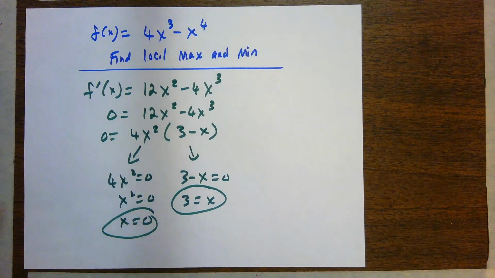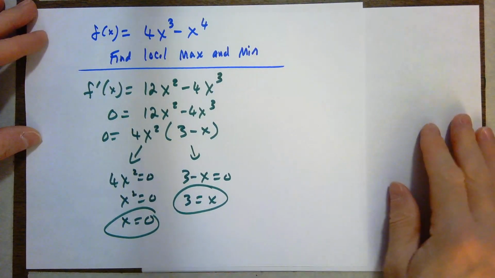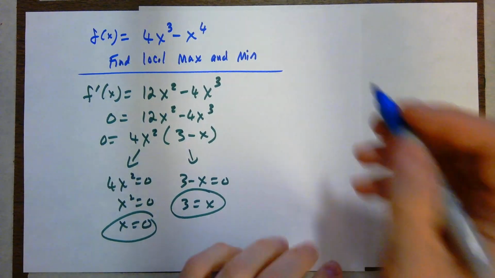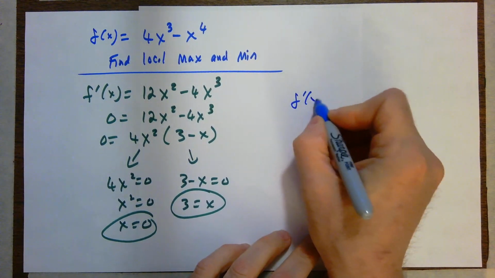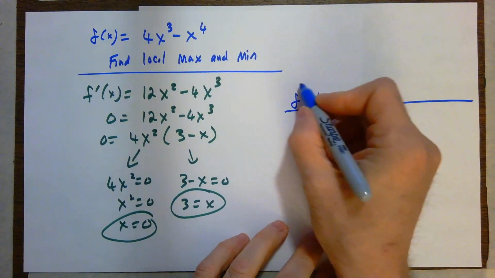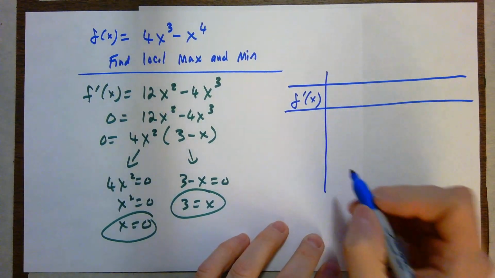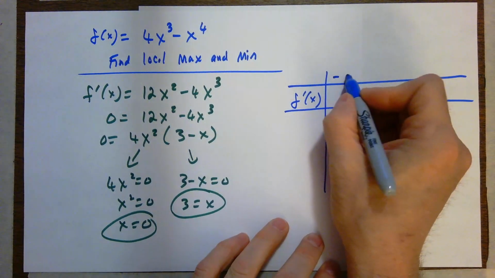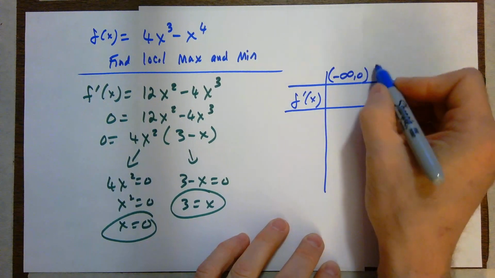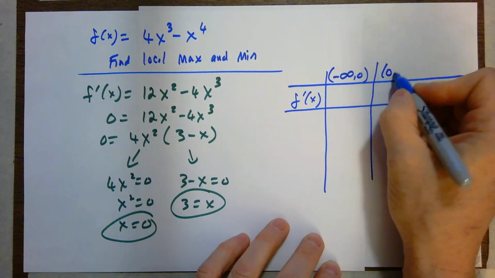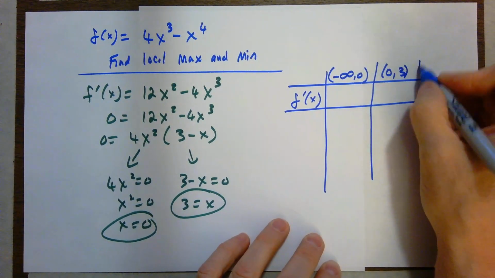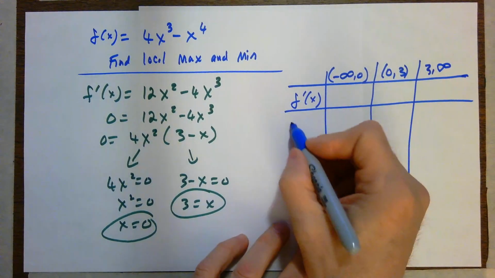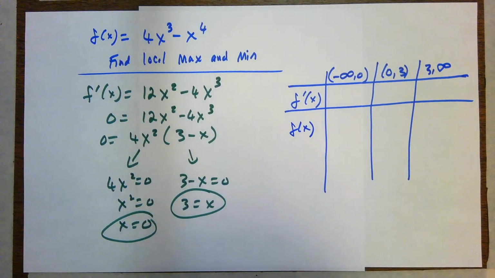Now let's explore what's happening at each of these critical values. So again, I'm going to create that data table. I want to look at the derivative, and I want to look at the intervals from negative infinity to 0, and then from 0 to 3, and then from 3 to infinity. And that's going to tell me about my original function.